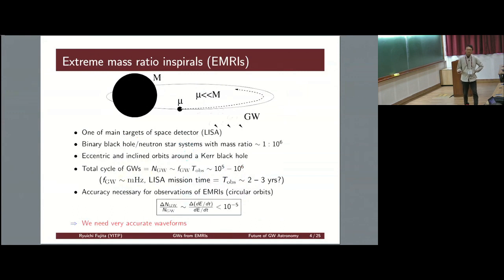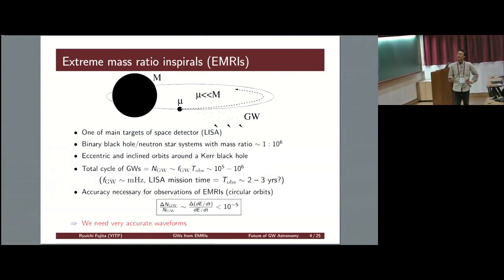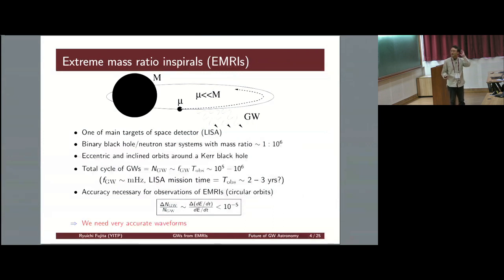Here are the properties that an EMRI has. EMRI stands for extreme mass ratio inspiral. The mass ratio between the supermassive black hole and the orbiting particle is roughly 10 to the minus 6. What is different from the black hole binaries detected by ground-based detectors is that the orbit of these inspirals has orbital eccentricity and inclination angle from the equatorial plane of a Kerr black hole that are not negligible, which is one of the main difficulties in computing the gravitational waves from extreme mass ratio inspirals.